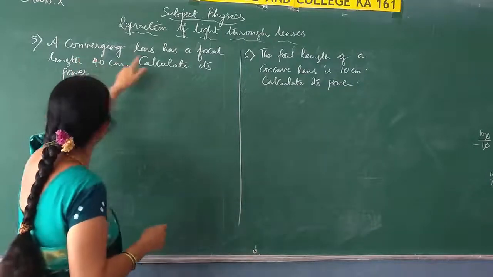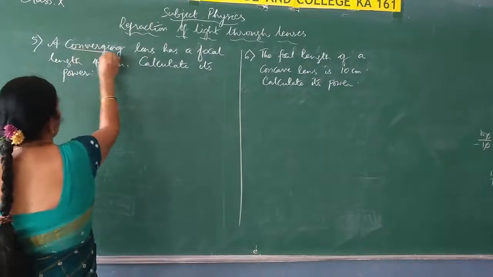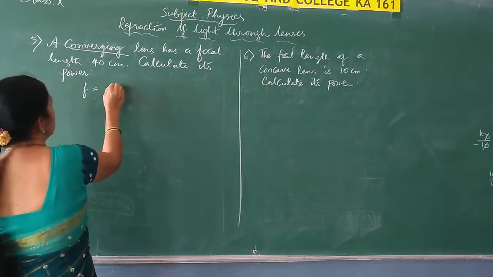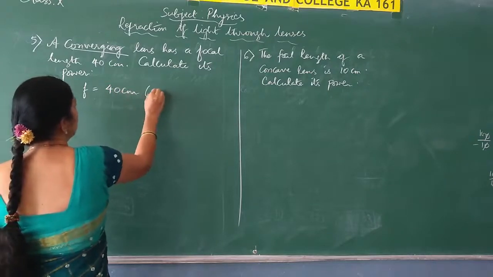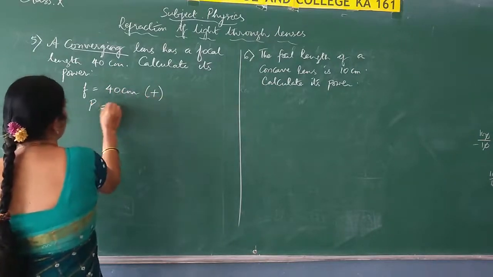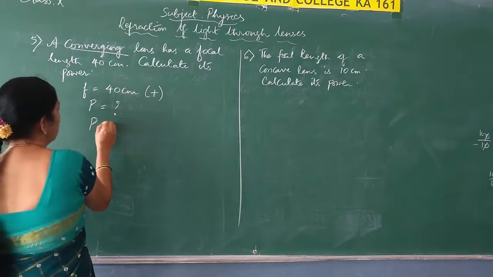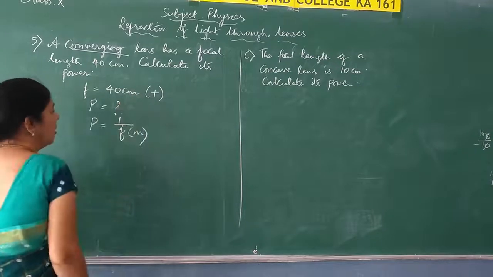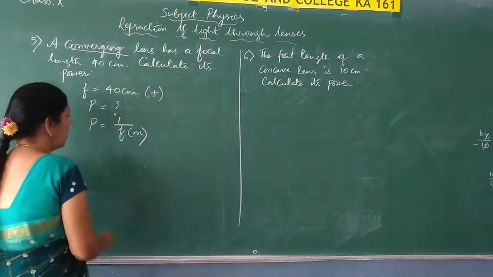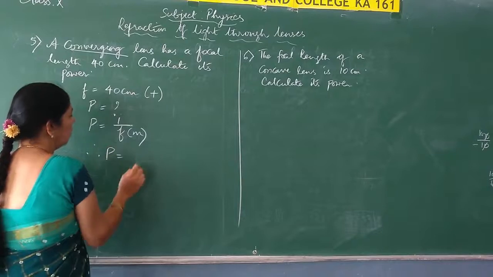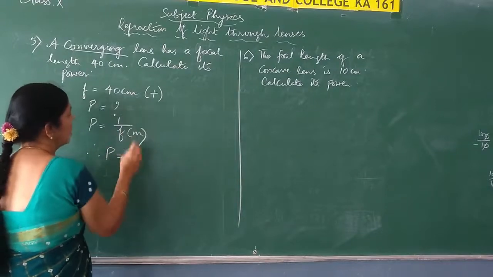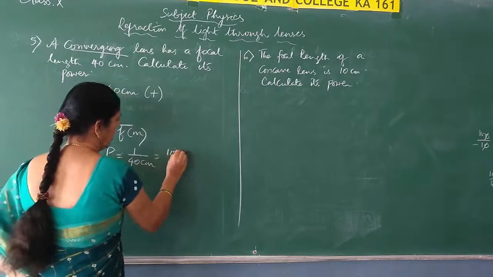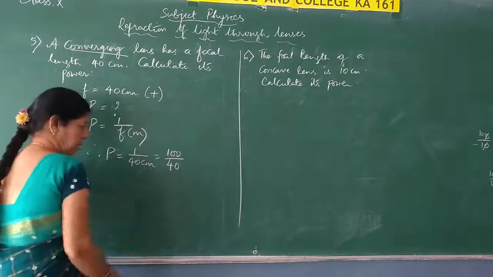So here he has given a converging lens has a focal length 40 cm. Converging lens means convex lens. So focal length of convex lens is positive, so it must be taken with positive sign. We have to calculate the power. We know that P is equal to 1 by F in meter. But here the focal length is given in centimeter. Therefore, P will be equal to 1 by 40 centimeter. That will be equal to 100 by 40, right?